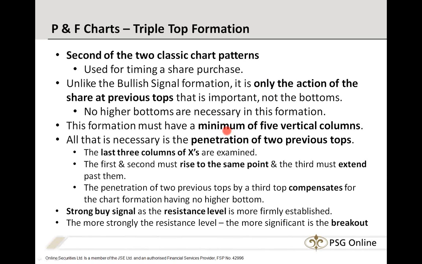We need a minimum of 5 vertical columns. So the more columns you add on, the better. And you'll see when we come to the horizontal count, where this is also very important. So all that is necessary is the penetration of 2 previous tops to give us our buy signal. And you'll see in the next chart what I mean by that. It's a very strong buy signal. It's a breakout above resistance, and obviously it's very significant, a breakout above that resistance level.